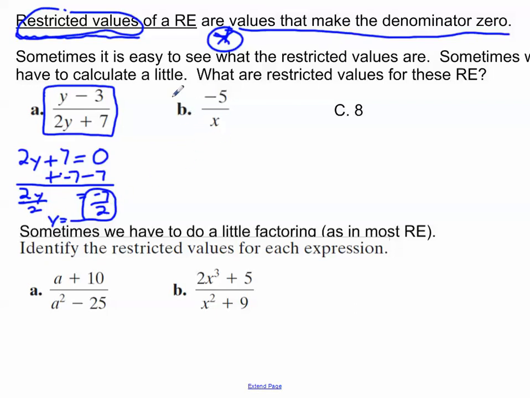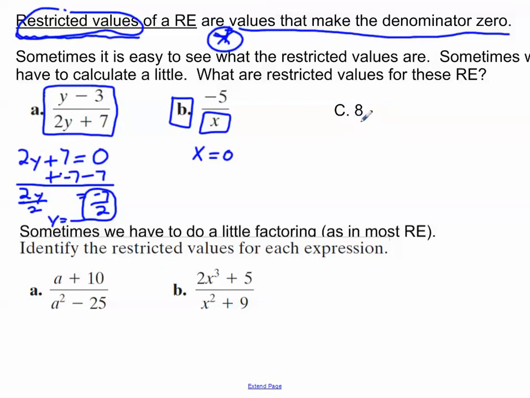Sometimes they jump out at us. What's the restricted value for b? If I get a restricted value for b, then my denominator is equal to 0, so when my denominator x equals 0, then we have a restricted value. So that's easy to say, that if x equals 0, then we have a restricted value, because then we're dividing by 0.